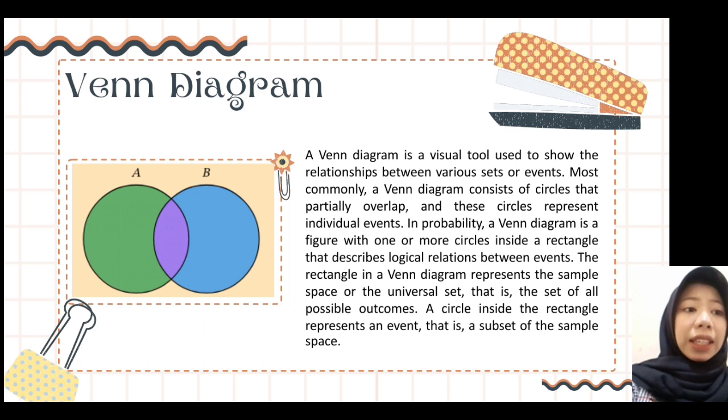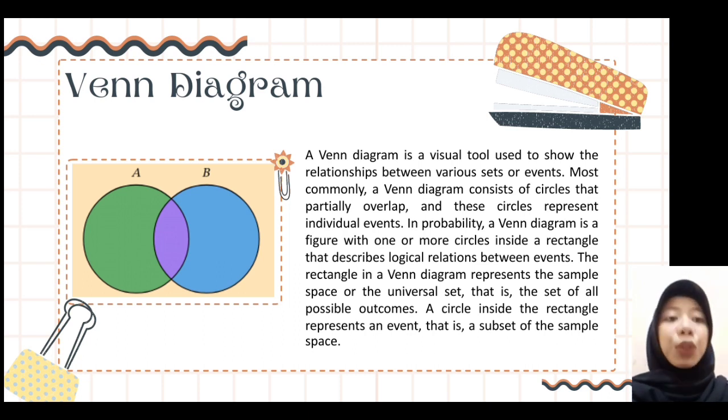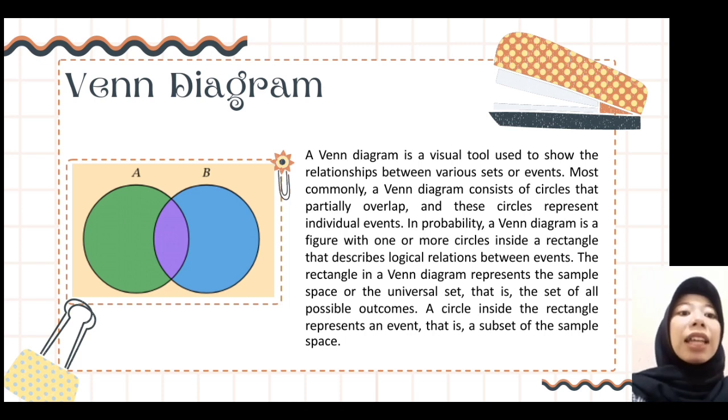In probability, a Venn diagram is a figure with one or more circles inside a rectangle that describe logical relations between events. The rectangle in a Venn diagram represents the sample space or the universal set, that is, the set of all possible outcomes. A circle inside the rectangle represents an event, that is a subset of the sample space.